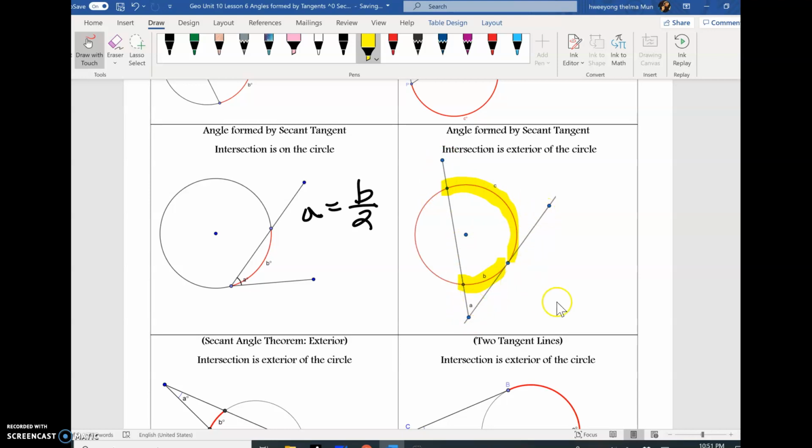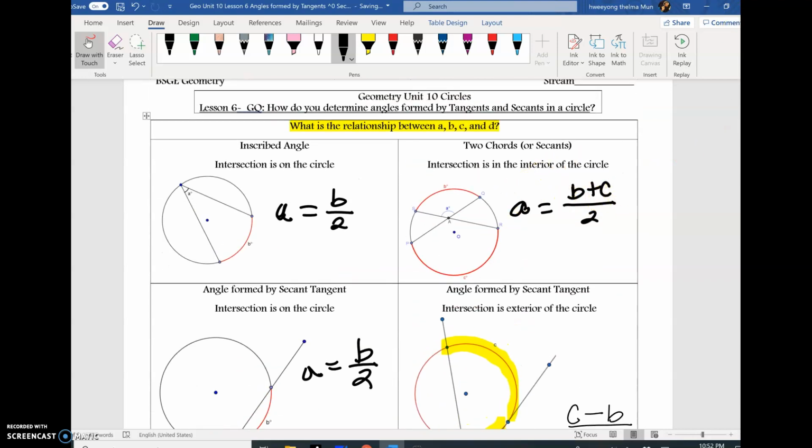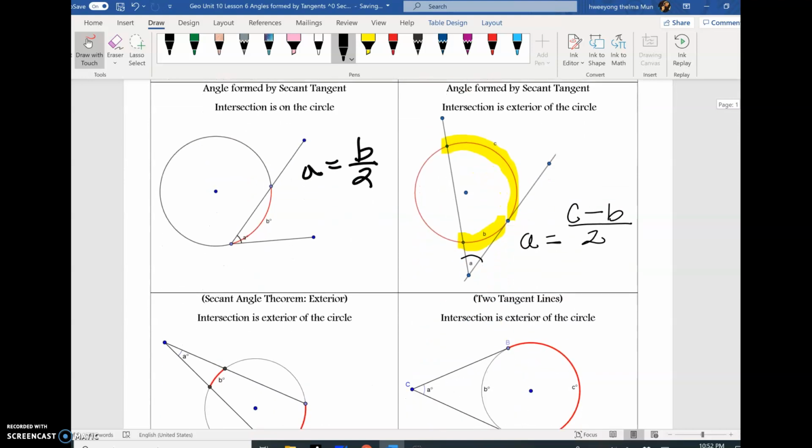So to figure out this angle A, we find A by subtracting the 2 intercepted arcs. So C is bigger than B, so we're going to subtract the small one from the larger arc and then divide by 2. And that's how we find the angle that is formed by a secant and a tangent. Remember, when we have the 2 chords that form inside, we add and divide by 2. In this case, we subtract and divide by 2.